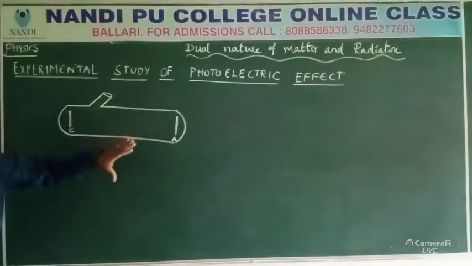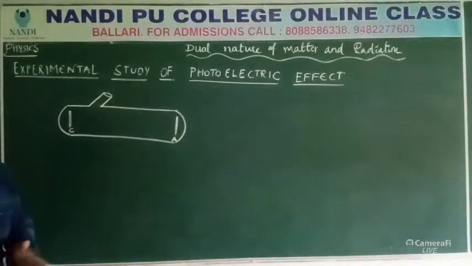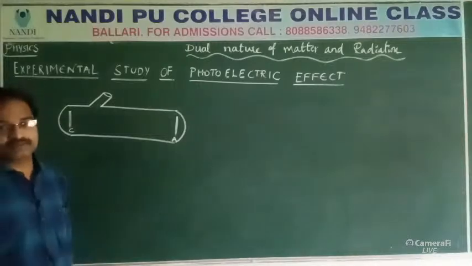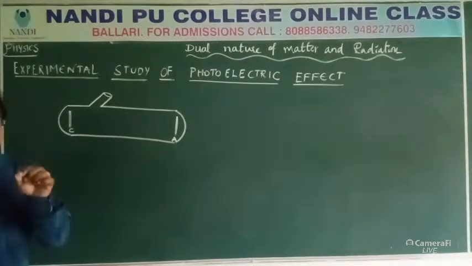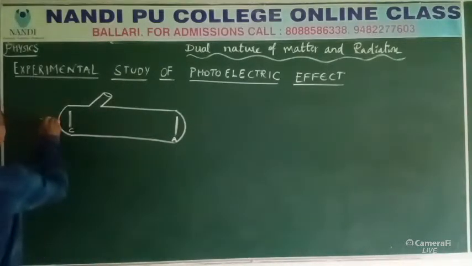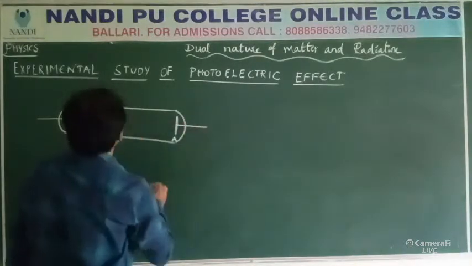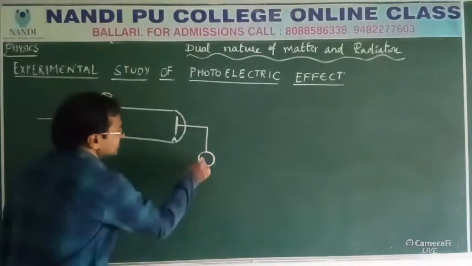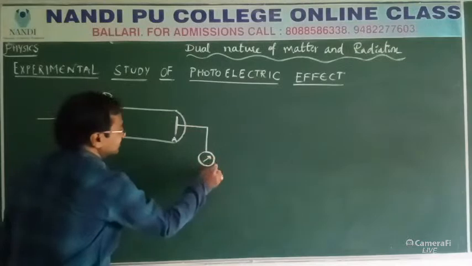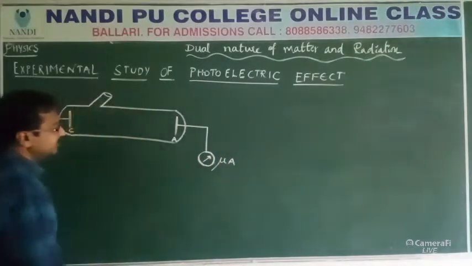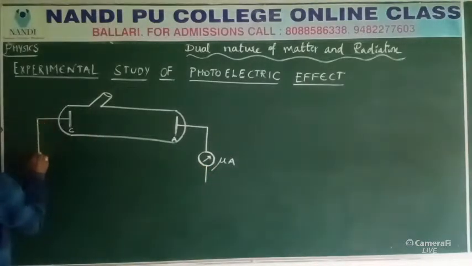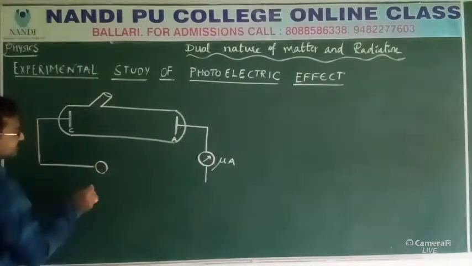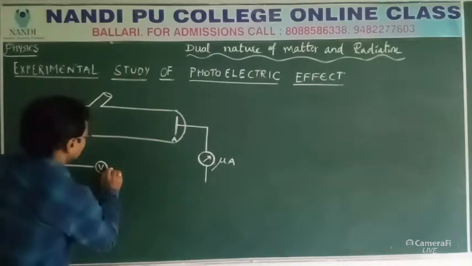Now here you have to supply a potential difference, means a battery is required, and to vary the potential difference we want a potential divider called a rheostat. To measure the current we want an ammeter. So this is an ammeter, a microammeter, mu A. And to measure the potential difference, this is a voltmeter.